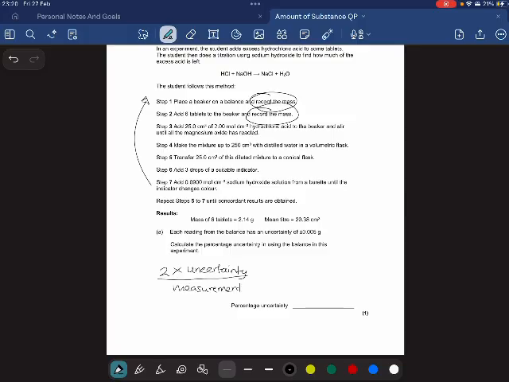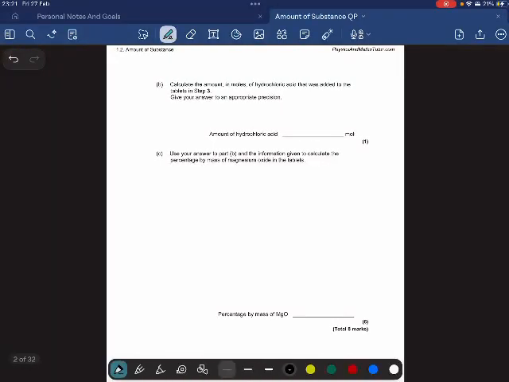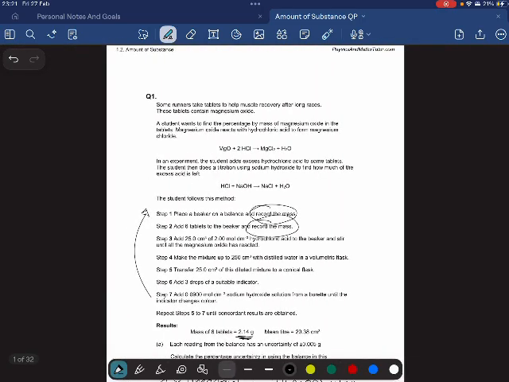So in this case, it's going to be 2 times 0.005 all over the measurement, which is this mass of 6 tablets, 2.14. And we times that by 100. Putting this on the calculator, we get 0.467%. Brilliant. Now moving on to part B, calculating the moles of hydrochloric acid that was added to the tablets in step 3. Now this is a 1 marker, should be pretty straightforward.